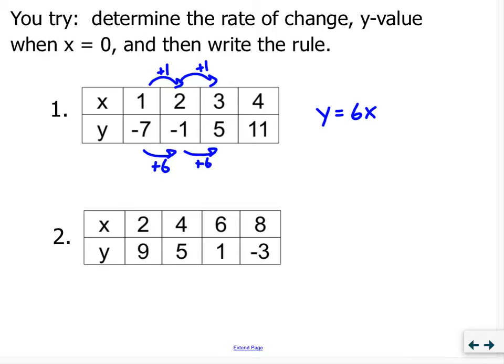Well, let's go backwards now. If I'm going backwards, let me subtract 1 to get to 0. So I'll subtract another 6 in this case. Negative 7 subtract 6 is negative 13. So my starting value is negative 13. So y equals 6x minus 13 is my rule.